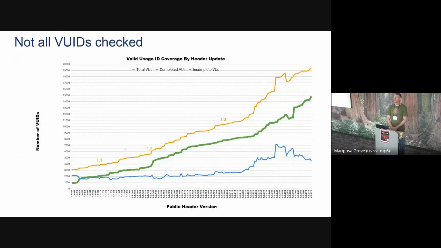We also have a backlog. VUIDs get added to the spec very frequently, especially lately. You can see since 1.3, the slope has gone up quite a bit. But we've also made a lot of progress in implementing the new VUIDs. So the blue line is going down, which means we're less incomplete than we were.